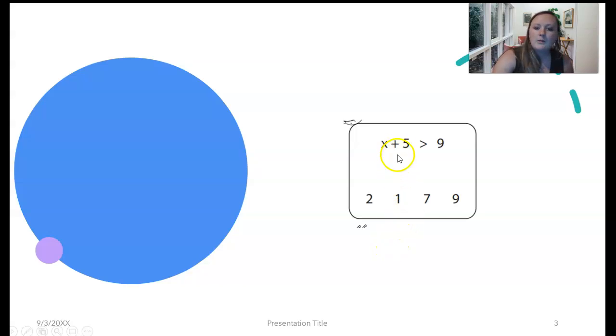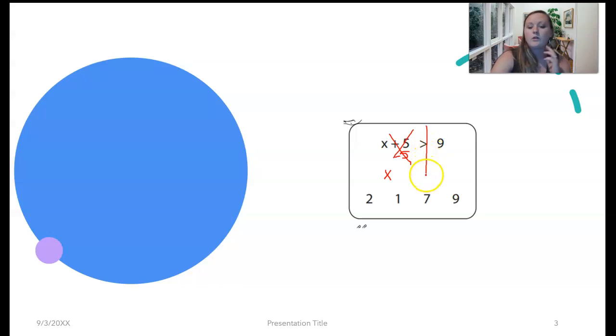So, let's remember how we solve for x. Okay? So, what we want to do is we want to get x by itself. How do we get x by itself? We need to get rid of this plus 5. If you have 5, how do you get rid of 5? You subtract 5. So we're going to subtract 5. 5 minus 5 equals 0. Perfect. We have gotten rid of that 5 and we have x by itself.